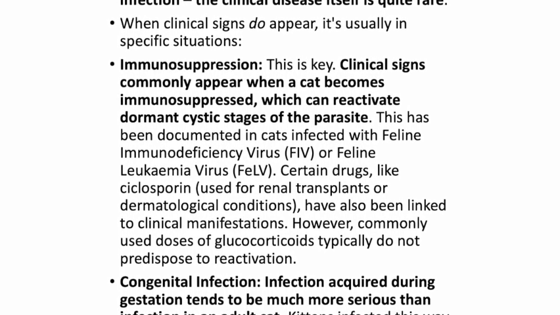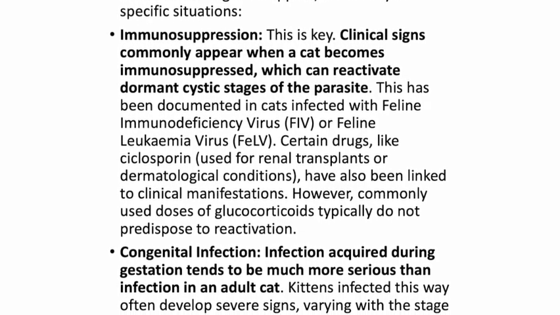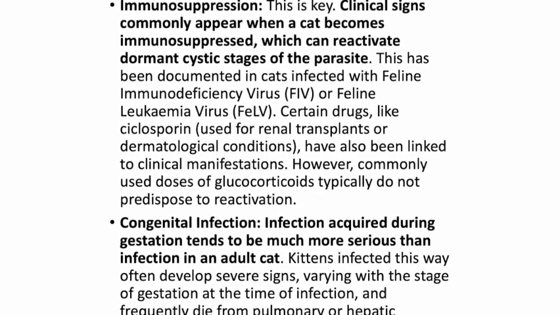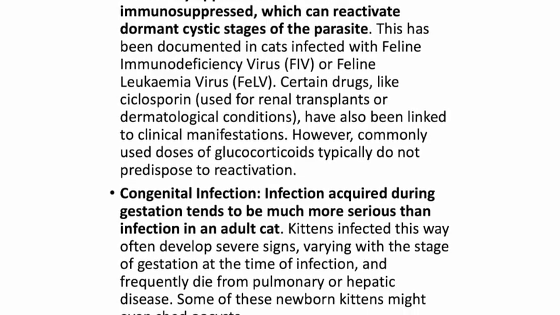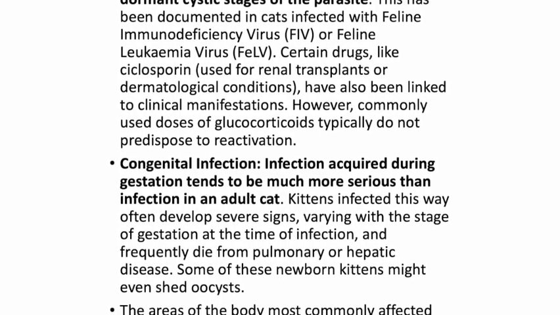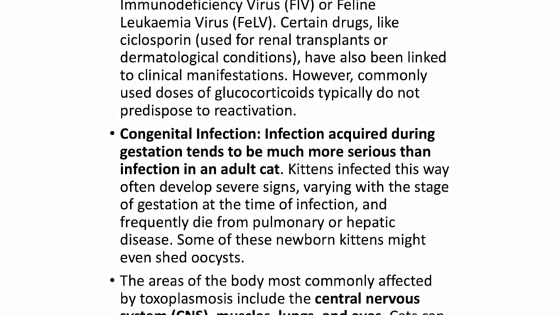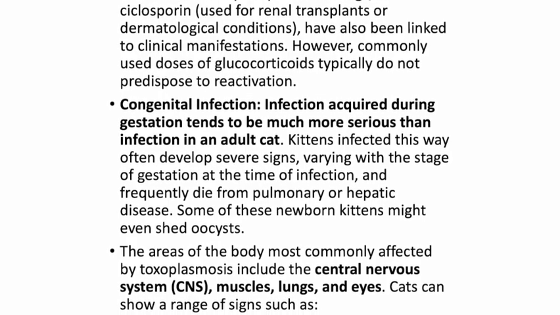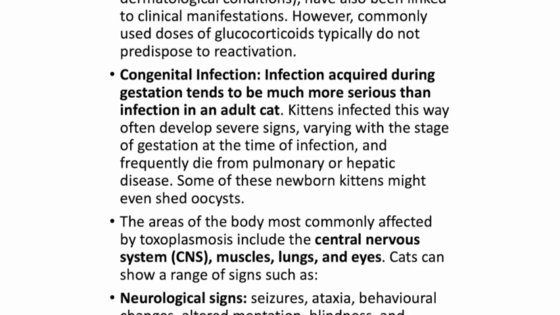Immunosuppression, this is key. Clinical signs commonly appear when a cat becomes immunosuppressed, which can reactivate dormant cystic stages of the parasite. This has been documented in cats infected with feline immunodeficiency virus, FIV, or feline leukemia virus, FeLV. Certain drugs, like cyclosporin, used for renal transplants or dermatological conditions, have also been linked to clinical manifestations. However, commonly used doses of glucocorticoids typically do not predispose to reactivation.